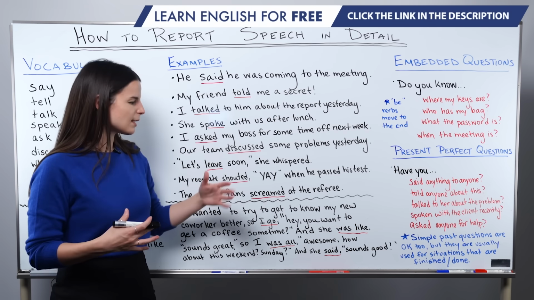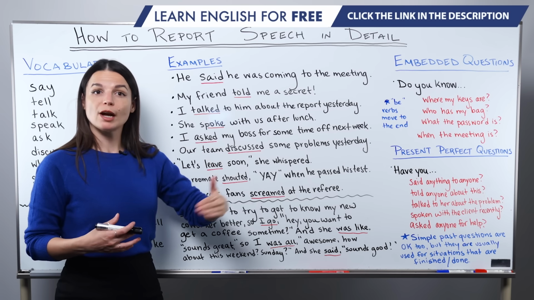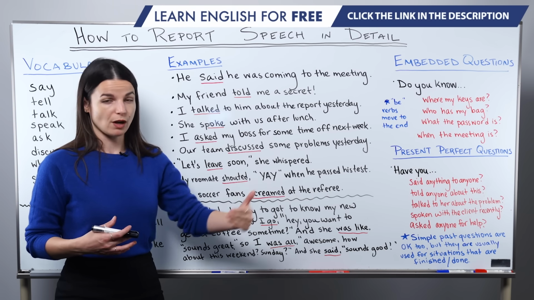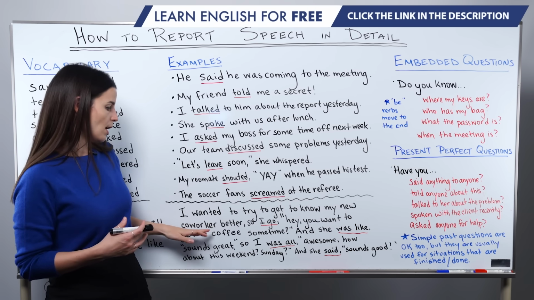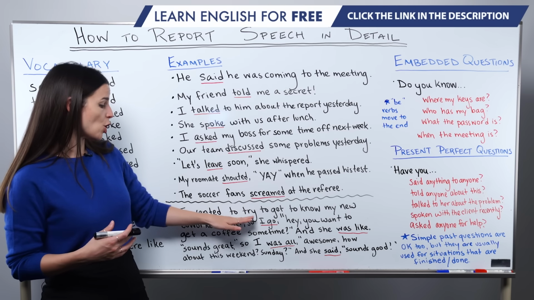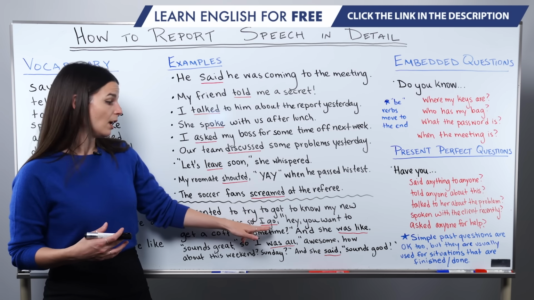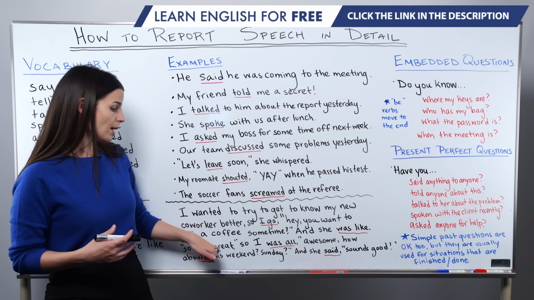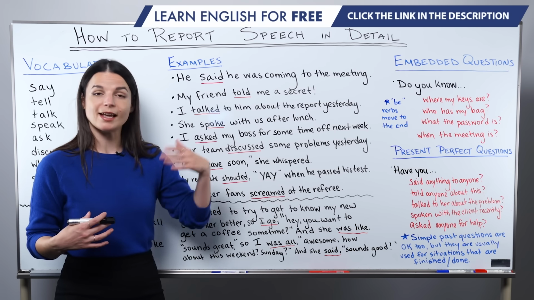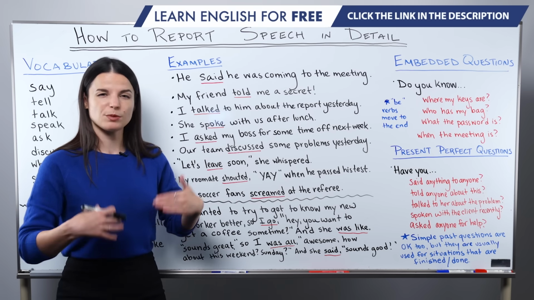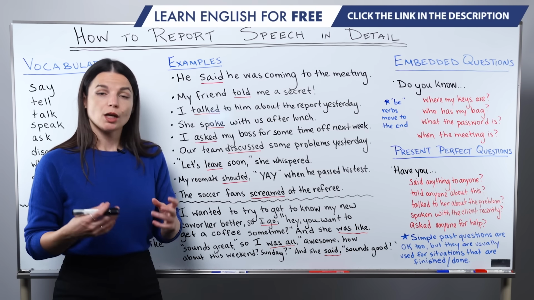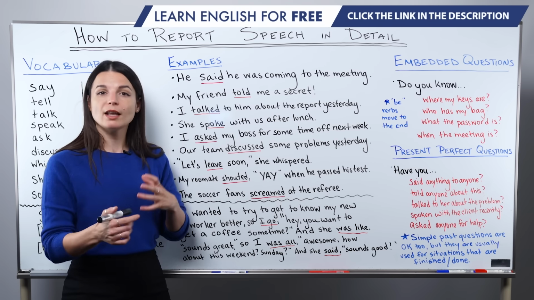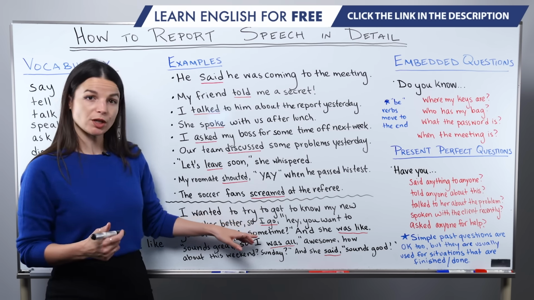If you use said over and over and over, it can sound very repetitive. For example, I wanted to try to get to know my coworker better. So I said, hey, you want to get a coffee sometime? And she said, sounds great. If you use said and said and said many, many times, it can sound quite repetitive. So to avoid this, we tend to use a mix of these expressions.